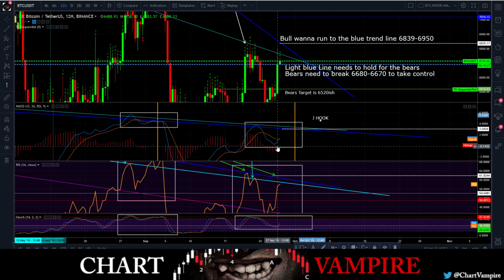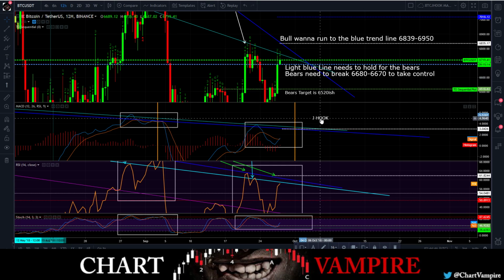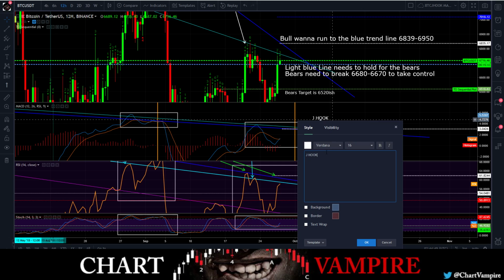Okay. Now we got a cross here. Look, we have crossed on this chart. Drum roll. So we're going to write right here, we're going to take over this one. J-hook chart: the MACD and indicator have crossed. Looking for the J hook pattern, the J hook dump. Looking for the J hook dump pattern.